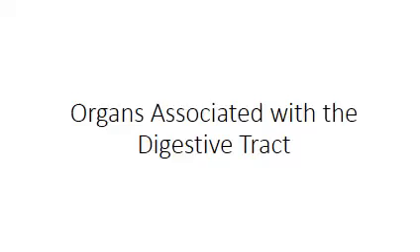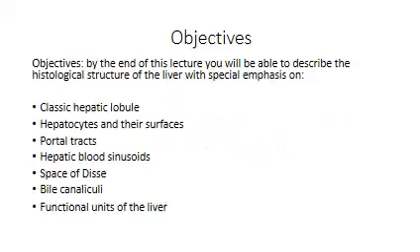Today we will start our first lectures concerning the histology of the organs associated with the digestive system. So we have the liver, gallbladder and pancreas, and today we will start with the liver. The objectives of today's lecture: by the end of this lecture you will be able to describe the histological structure of the liver with a special emphasis on the classic hepatic lobule, hepatocytes and their surfaces, portal tracts, hepatic blood sinusoids, space of Disse, bile canaliculi, and we will know much more about the functional units of the liver.